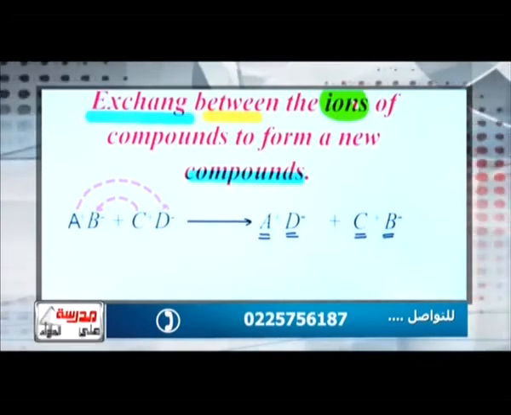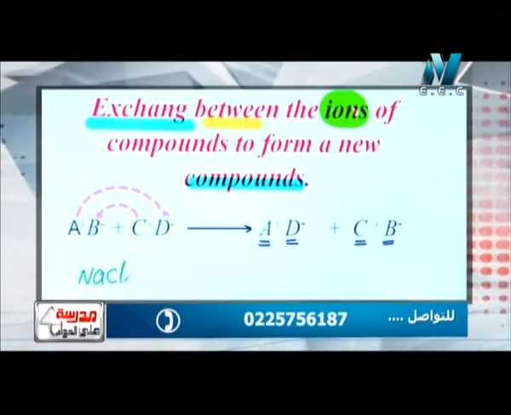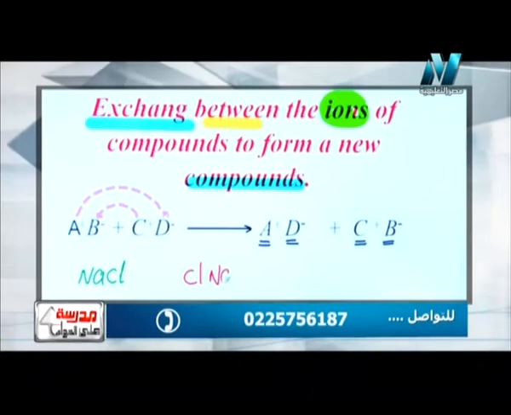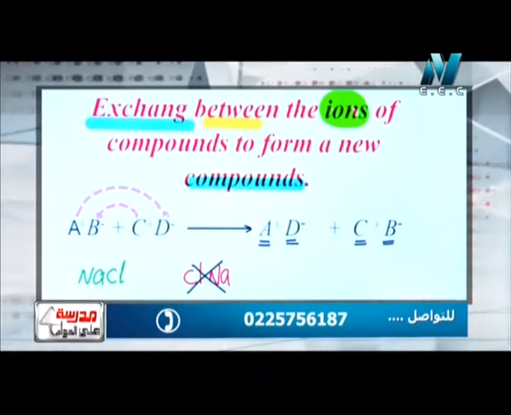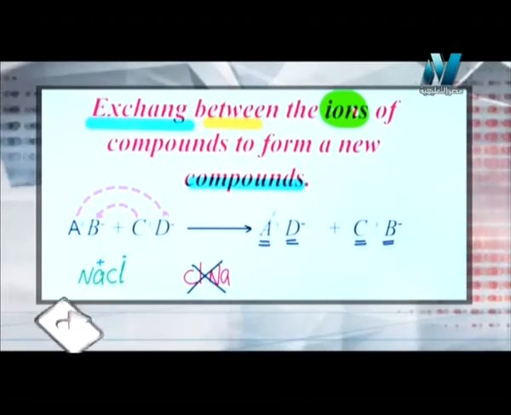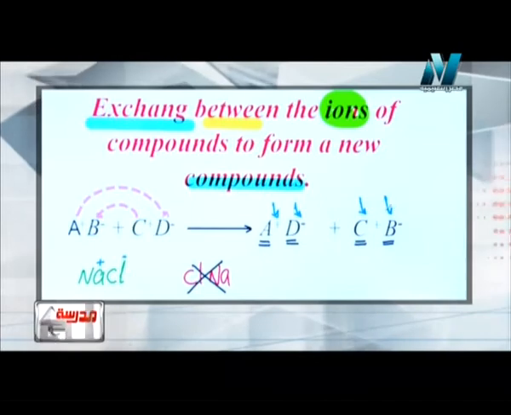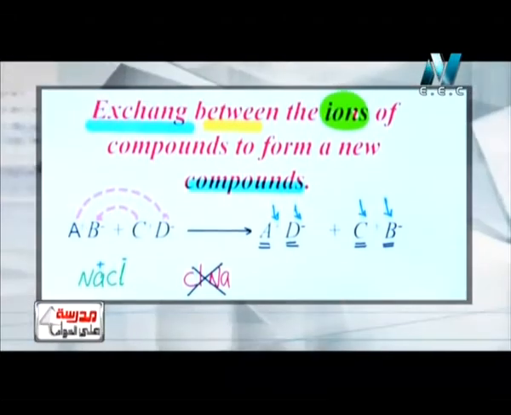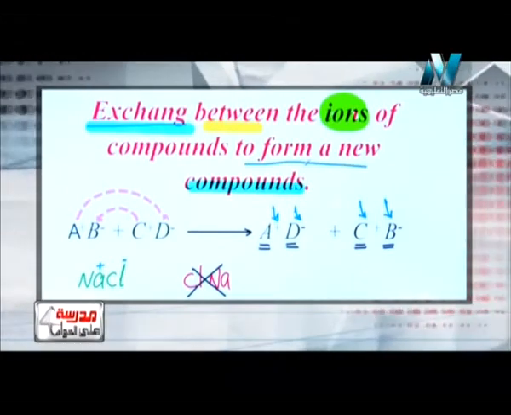We should be careful, for example if we write NaCl, and we know NaCl is sodium chloride. We write sodium chloride NaCl, not ClNa. Why? Wrong. Why? Because we start with the positive ion and end with the negative ion. That is why we always start with positive and end with negative. We have many examples about the double substitution reaction as we start with exchange between ions to form new compounds.